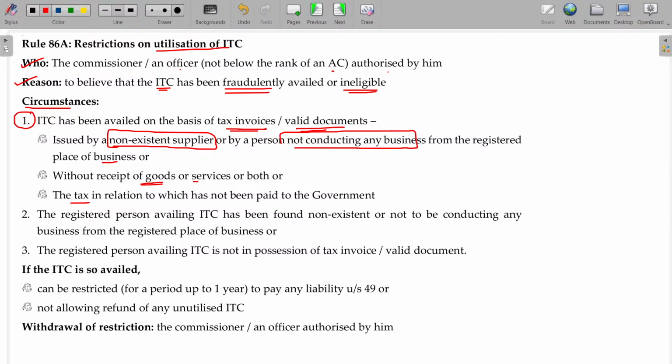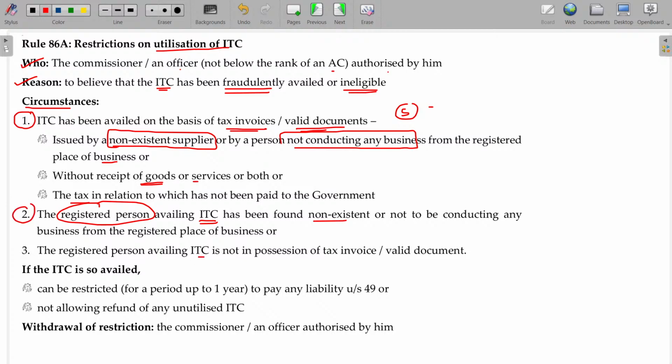A registered person availing ITC has been found non-existent or not being a regular person. This is about the person who is the recipient. In this case, supplier. In this case, recipient. Bogus documents are submitted, he creates them himself. So it's again forgery only.